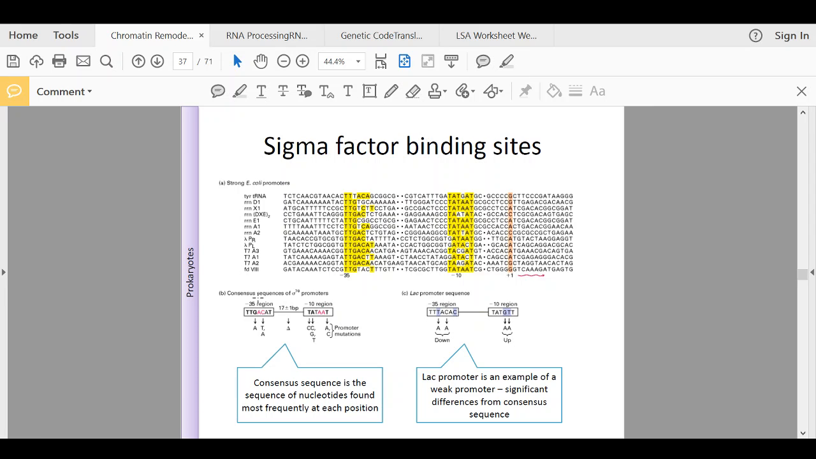And so these are the consensus sequences for our sigma 70 promoters, right here and right here. Wherever we want to transcribe the DNA, if the DNA sequence has these consensus sequences in them, and if they match perfectly, then we know we'll have a high level of transcription. The lac promoter, however, is an example of a weak promoter because there are a lot of differences from the consensus sequence. And that means the transcription will not proceed as efficiently as it can.